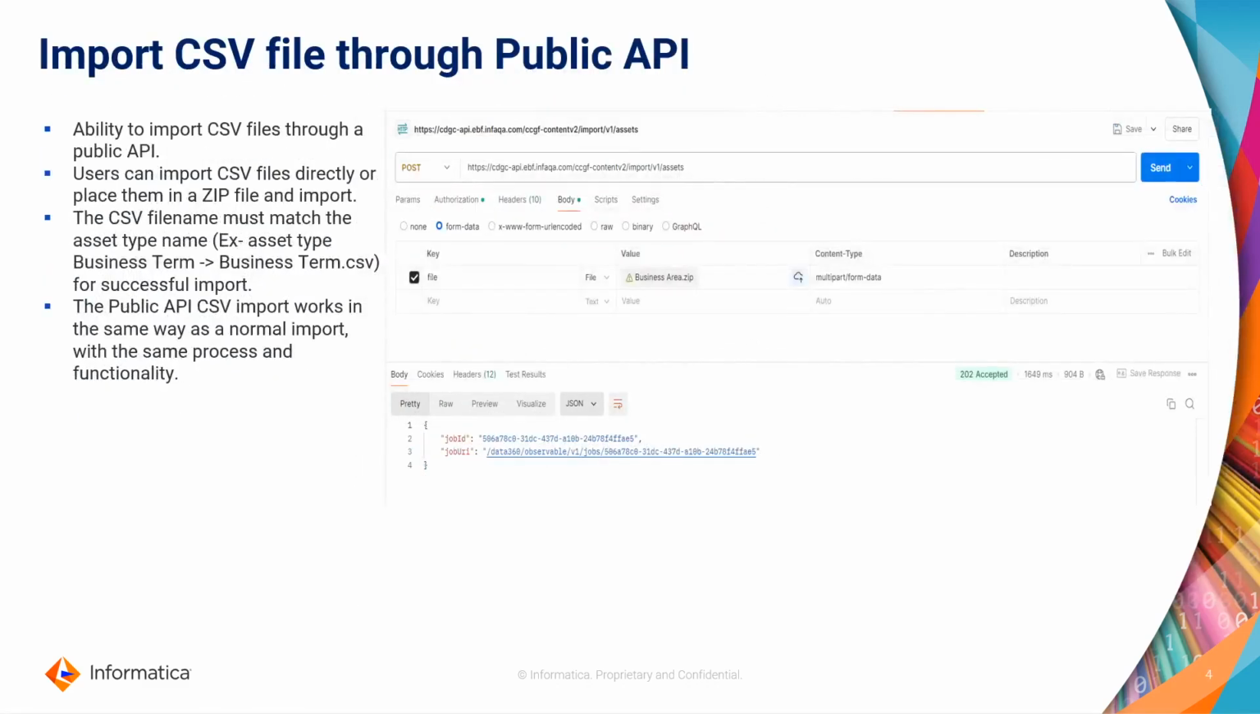Import CSV file through public API. Users can use the export, make the necessary changes, and then import the same back into CDGC. This API has the ability to import CSV files through a public API, where users can import directly using the CSV files or place them in a zip file and import that. The CSV file name must match the asset type name. For example, if we are exporting and importing back the business term, then the file name should be businessterm.csv for a successful import. The public API CSV import works in the same way as a normal import, with the same process and functionality.